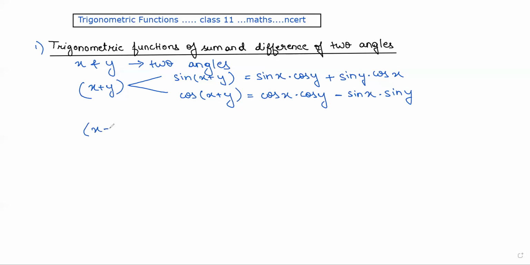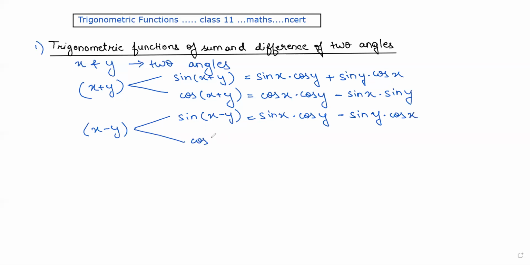Difference of the angles would be x minus y. The formulas for sine and cos respectively are: sine of x minus y is equal to sine of first angle into cos of second angle minus sine of second angle into cos of first angle. Cos of x minus y will be cos of first angle into cos of second angle plus sine of first angle into sine of second angle.